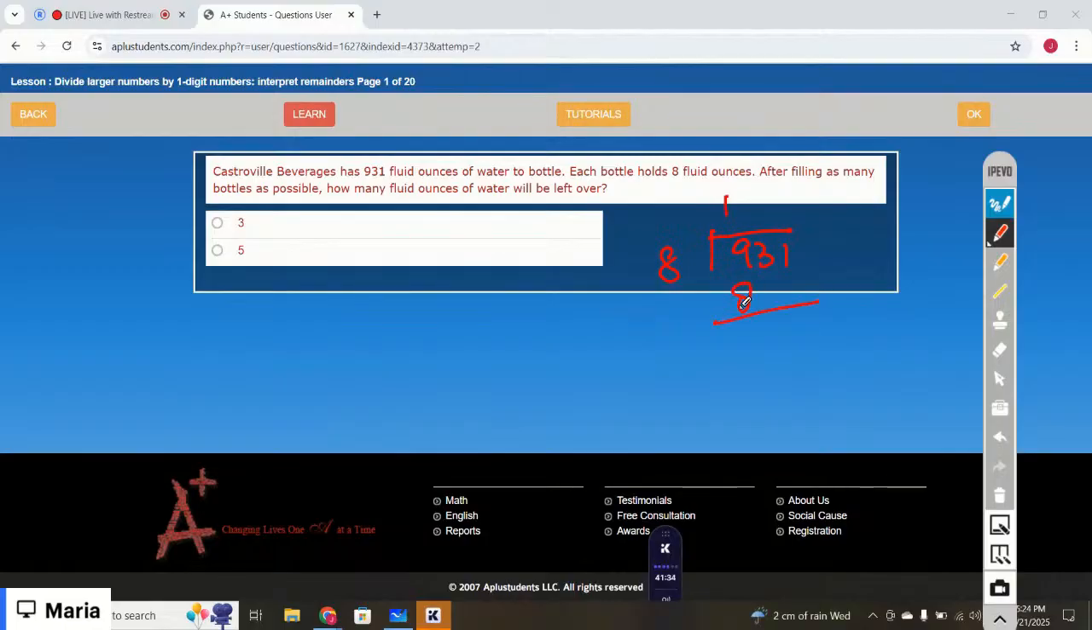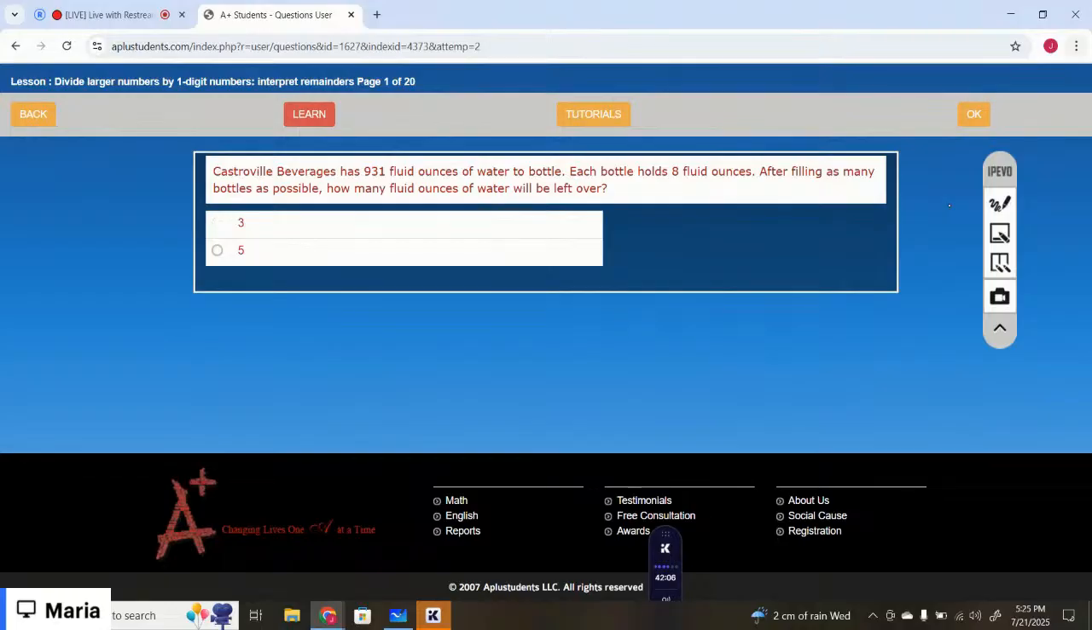8 times 1 is 8. 9 take away 8 is 1. Bring 3 down. 8 times 1 is 8. 13 take away 8 is 5. Bring 1 down. 8 times 6 is 48. 49, 50, 51. We have 3 remainder. The correct option is option number 1. That is 3. Option number 1 is the correct option.